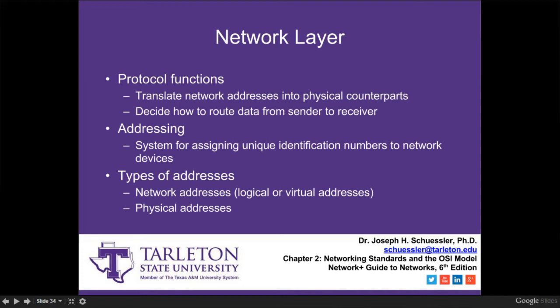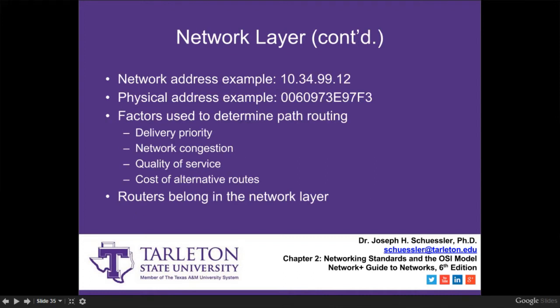A couple of types of addresses are discussed here in the chapter. There are actually more than this, but the ones we're talking about specifically here are network addresses, which are logical addresses, and physical addresses. At this layer, we're talking about logical addresses, network layer addresses, such as an IP address, 10.34.99.12. That's a logical address. It's something that we assign to that particular computer. It's unique to the network. It can't be duplicated anywhere else on the network.